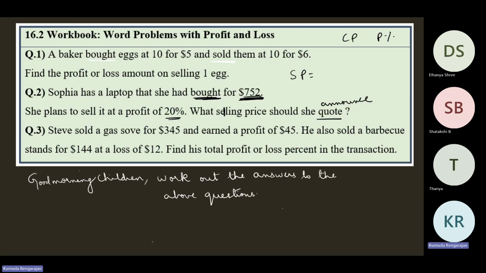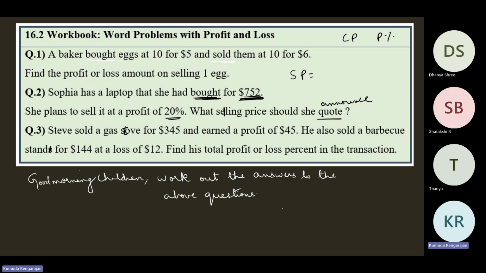Next one. Steve sold a gas stove for $345 and earned a profit of $45. He also sold a barbecue stand for $144 at a loss of $12. Find his total profit or loss percent in the transaction.